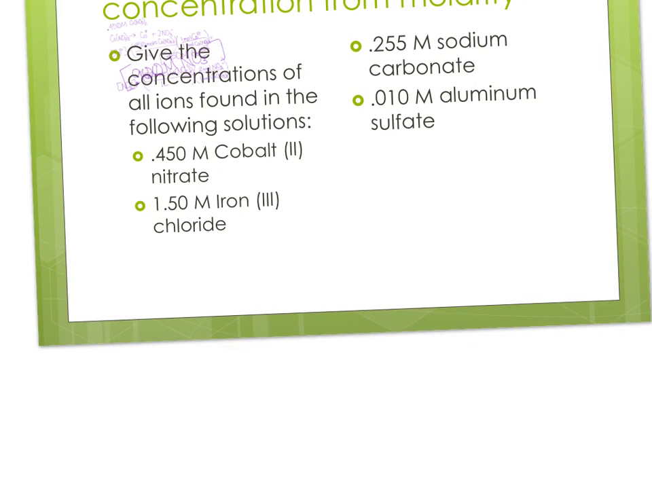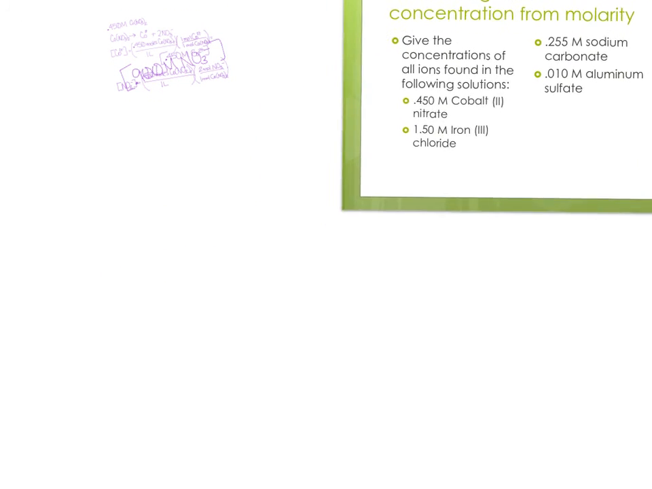Here we've got 1.50 molar iron 3 chloride. So now the first thing you have to do is write out the formula. I have 1.50 molar iron 3 chloride. How do I write out iron 3 chloride? FeCl3. Very good.